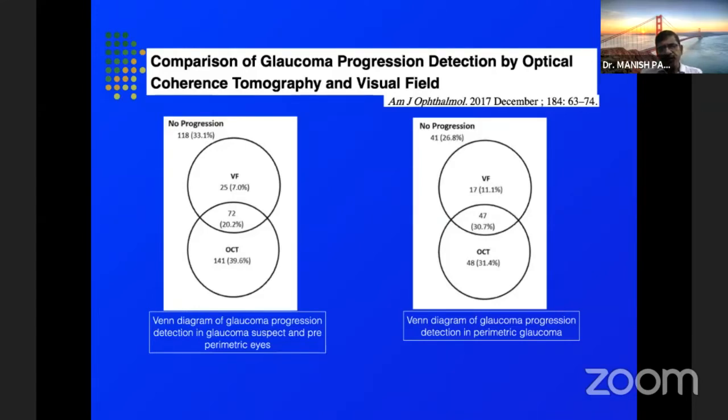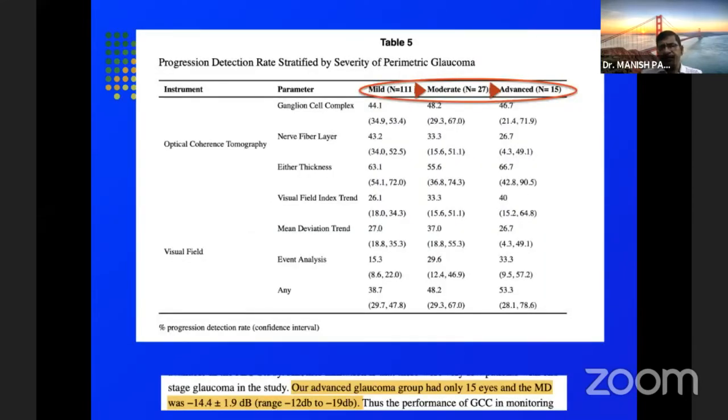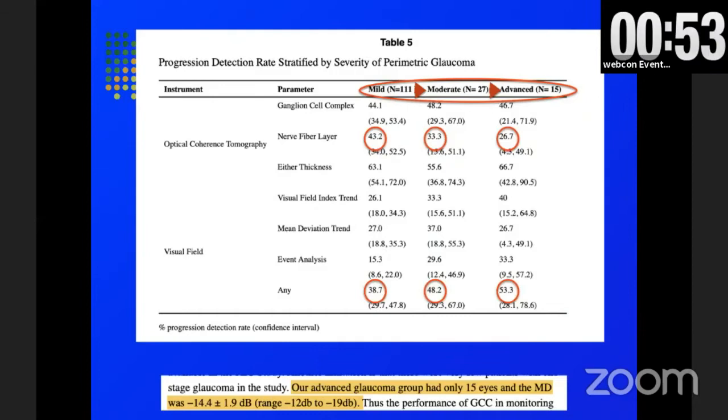However, if we look closely into this graph again, and we go from mild to moderate to advanced glaucomas, we find that the detection by the RNFL in OCTs gradually decreases when we are moving from mild to advanced glaucomas. You can see it's around 43 in mild and goes to 26.7 in advanced glaucomas. Compare it to visual fields and you find that visual fields will still be detecting in advanced glaucomas.